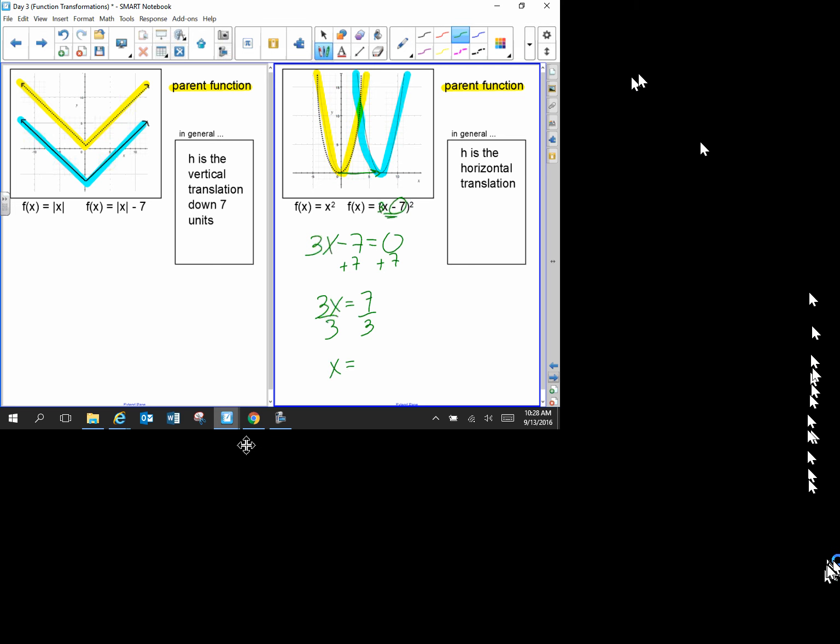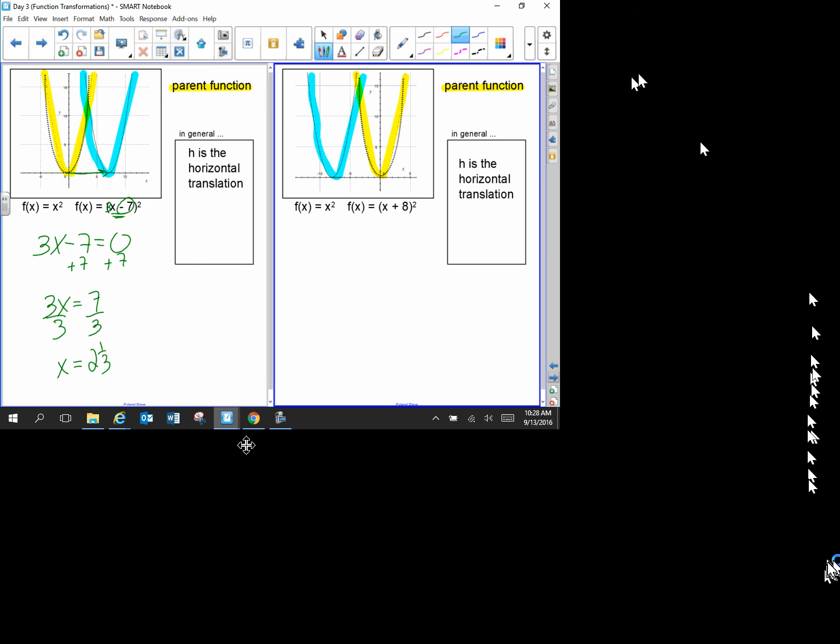Set what's in the absolute value equal to 0. That will tell you its translation factor. There's x plus 8 right there. I'm going to set that equal to 0, and to see that, we're going to move this thing left 8 units.